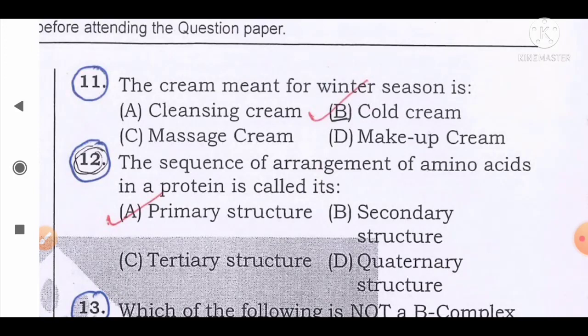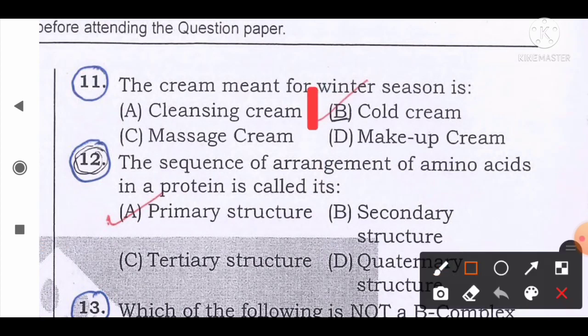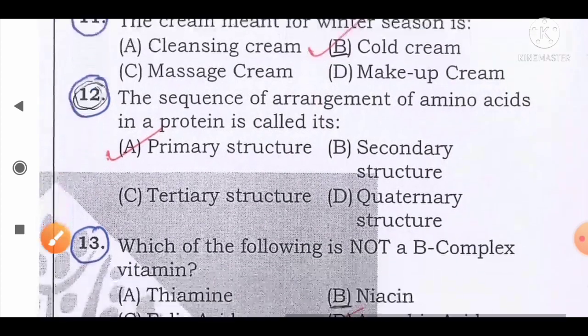The cream meant for winter season is option A, cleansing cream, B, cold cream, C, massage cream, D, makeup cream. A very easy question, and the correct answer for this question is cold cream, that is meant for winter season. Move to the next question, number 12.